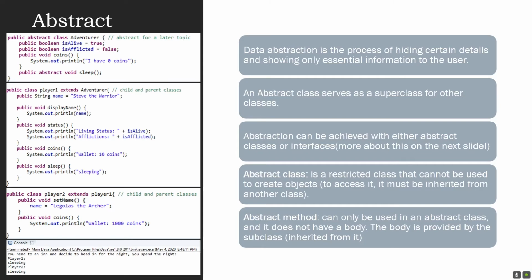So an abstract class is pretty much a restricted class that cannot be used to create objects. So to have access to it, you have to inherit that access from another class.